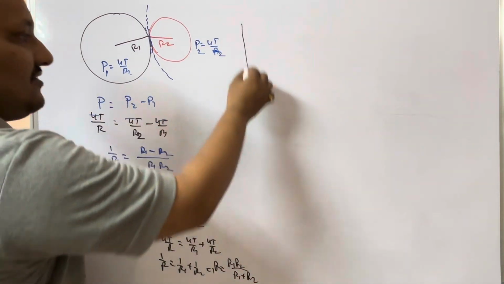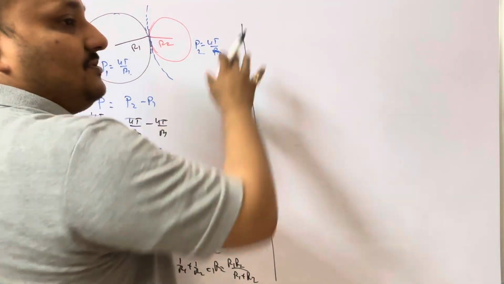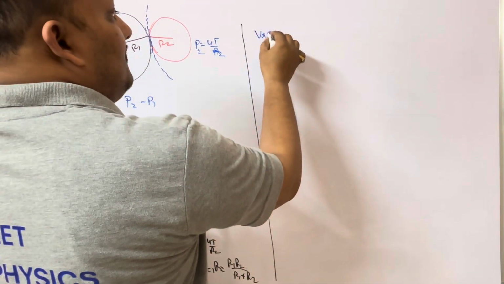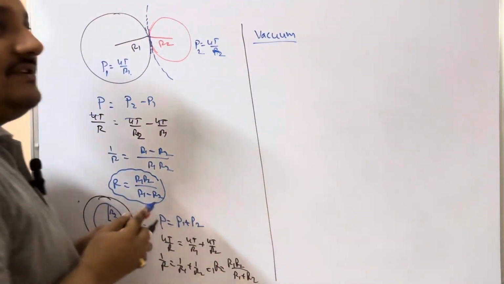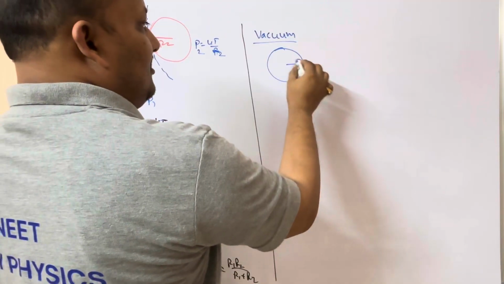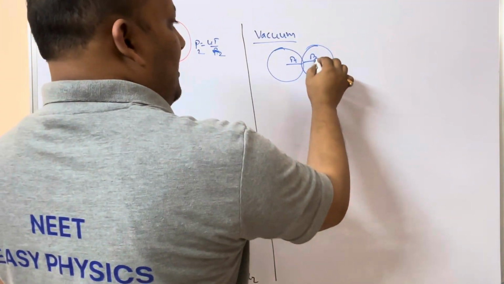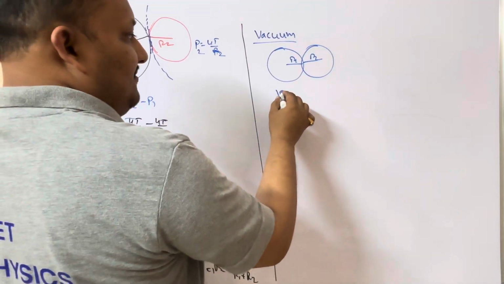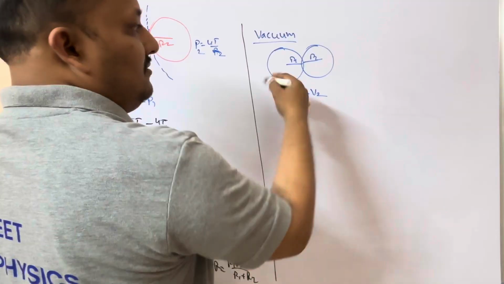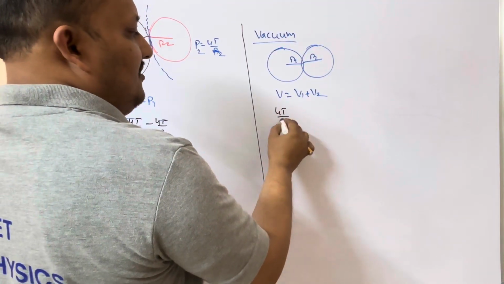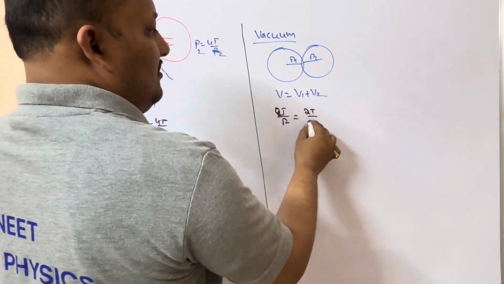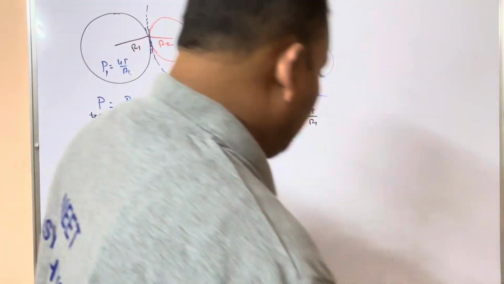Next, they will ask about two liquid drops combining in vacuum. What is the resultant radius of that? R1 and R2 are the radii of both the liquid drops. In vacuum there is no pressure, therefore V is equal to V1 plus V2. Sorry, we are writing volume, not pressure.